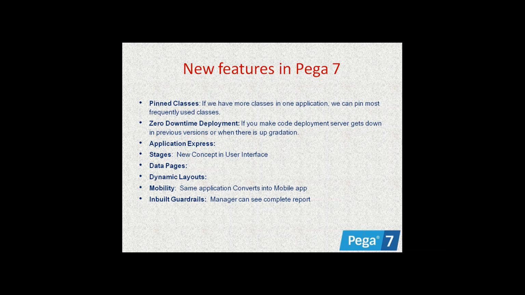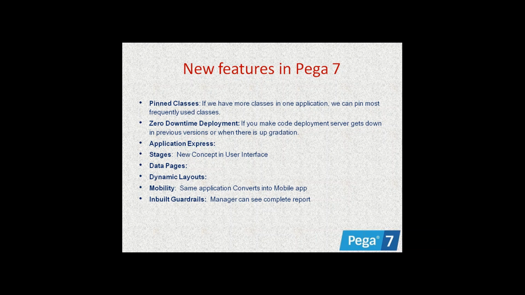And we have a new concept called stages and data pages. And dynamic layouts is newly included in the latest version. Guardrails are also included; guardrails were already there, and some new guardrails have been added in the latest version. These are some of the new features, and a few features have been deprecated, meaning some features have been deleted. Some features we used in 6.3 are deleted, and some new features are added in version 7. Those differences you will get in the coming sessions.